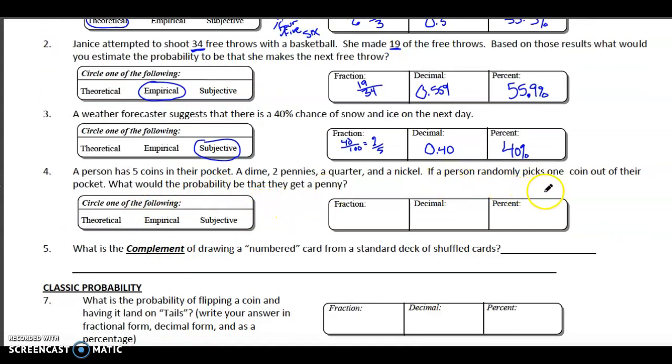If a person randomly picks 1 coin out of their pocket, what would be the probability that they get a penny? Well, that's theoretical, okay? I mean, this is a theoretical situation. We could figure out the probability to get a penny quite quickly.